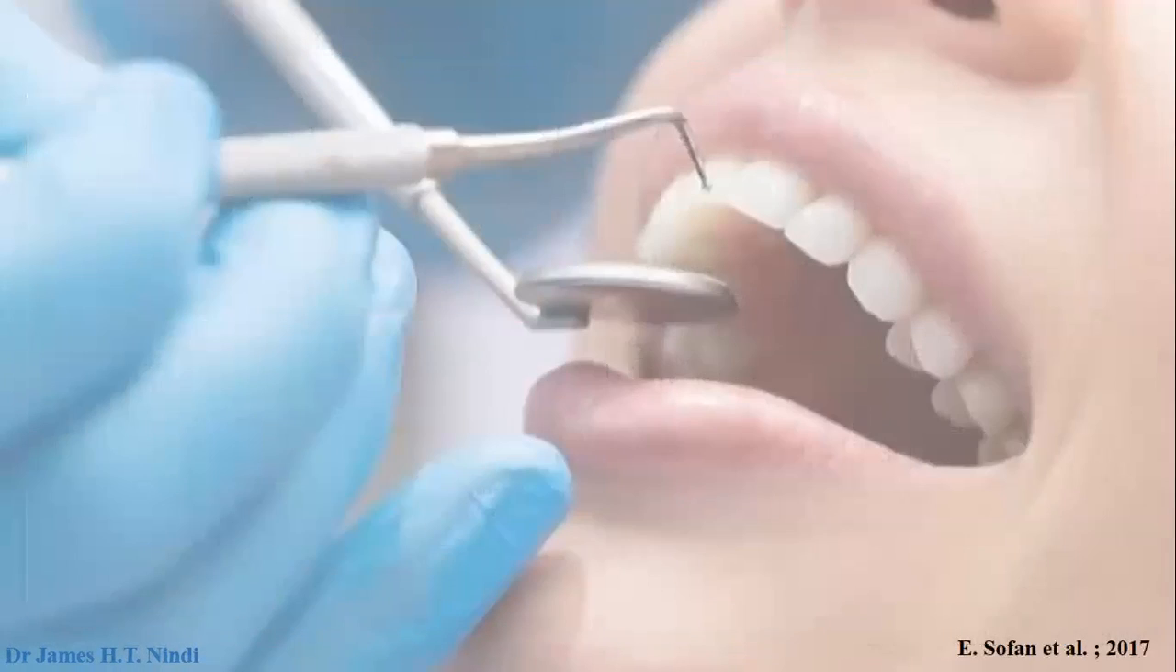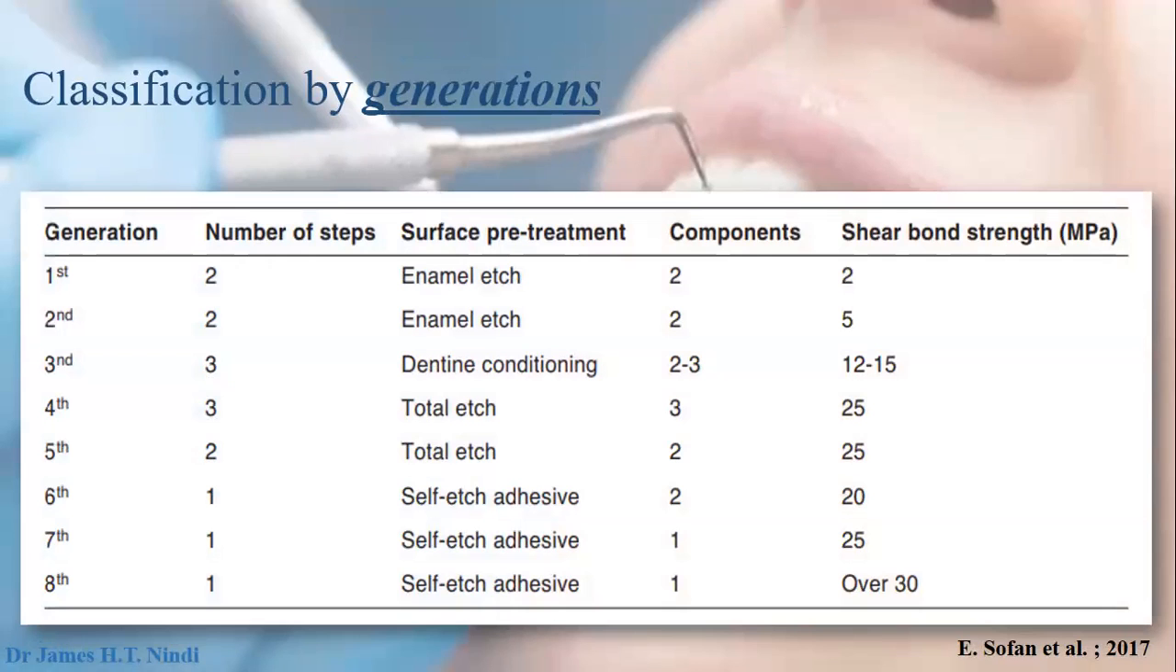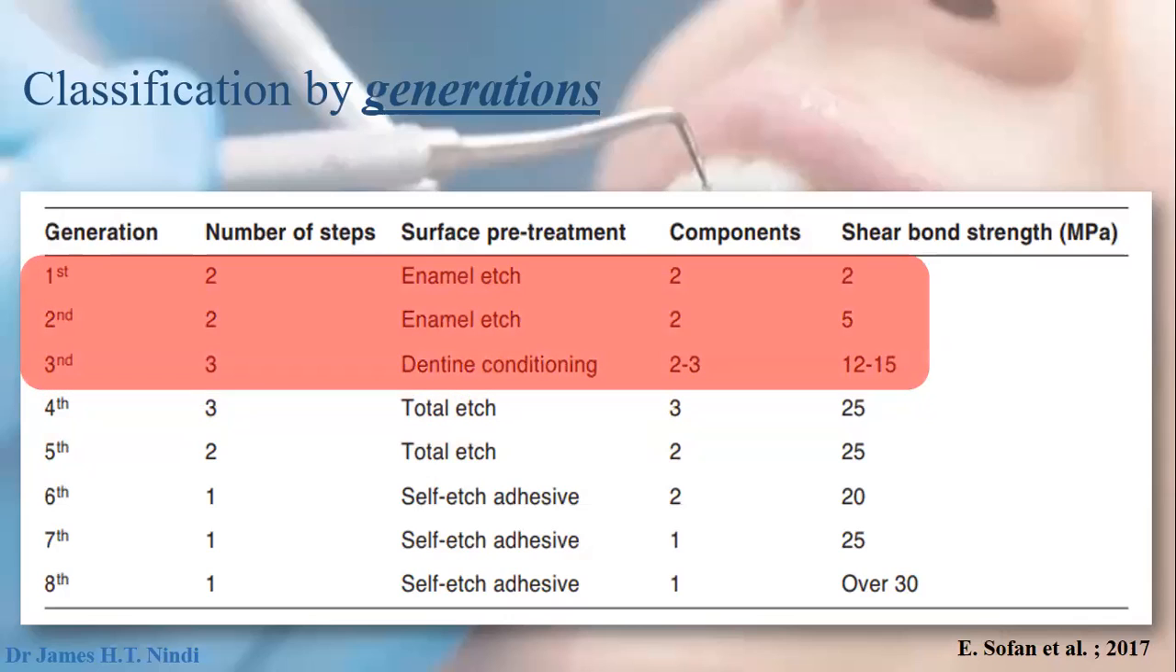Then finally, we have classification by generations. This classification was mainly due to the increasing complexity of the bonding agents. We have the first to the third generations, which are now widely used. Personally, in my experience, I haven't seen a first, second, or third generation adhesive system.